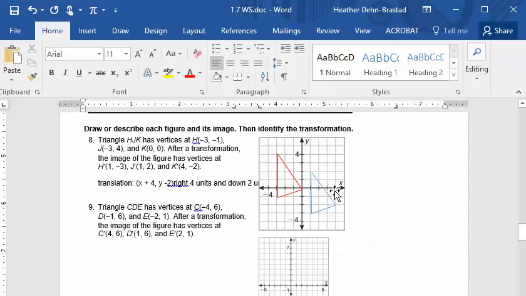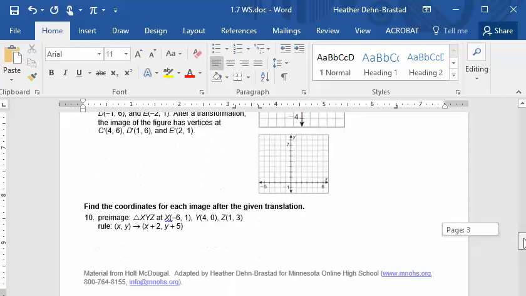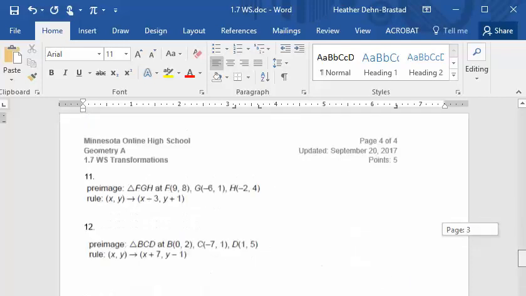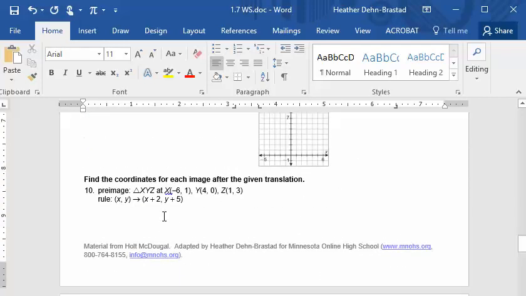Now again, if it's too time consuming to draw the shapes, just sketch them on a piece of paper and then tell me what the translation or reflection was. I don't think any of these are rotations. For number 10, 11, and 12, they give us the rule. All you have to do is say what the new coordinates will be.